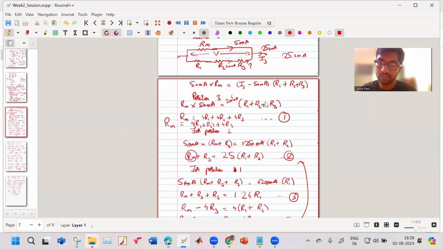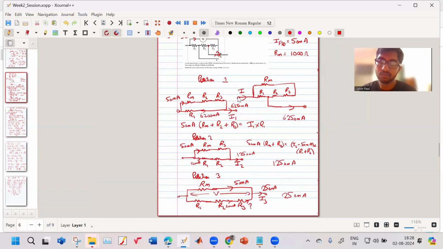So basically we first had to understand, we first drew each position. Position 1 will have this circuit diagram. Position 2, this circuit diagram. Position 3, this circuit diagram. Then we found out through intuition. We know that through RM only 50 milliampere can flow. So in position 1, the other branch has the least amount of resistance, so that should be the one carrying most current. That is why the largest range is assigned to position 1.